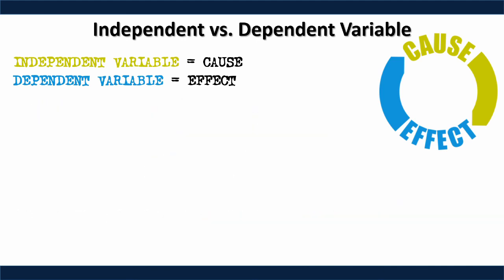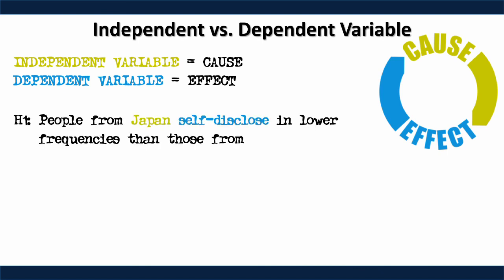One last thing I wanted to mention was the case of trait or demographic variables in determining cause and effect. What if I gave you the hypothesis that people from Japan self-disclose in lower frequencies than those from the United States? Would you be able to determine the independent variable and the dependent variable? Well, in most cases you might think the hypothesis does not mention cause, results in, or leads to, so my guess would be no. In this case, however, the independent variable and dependent variable can be determined.